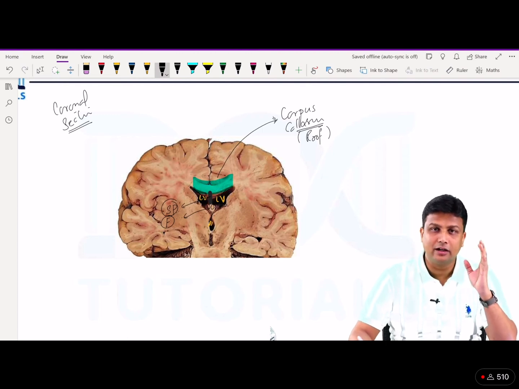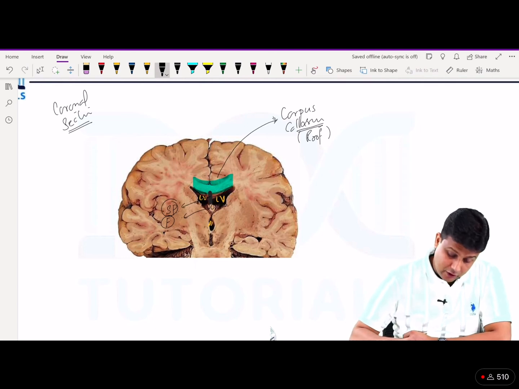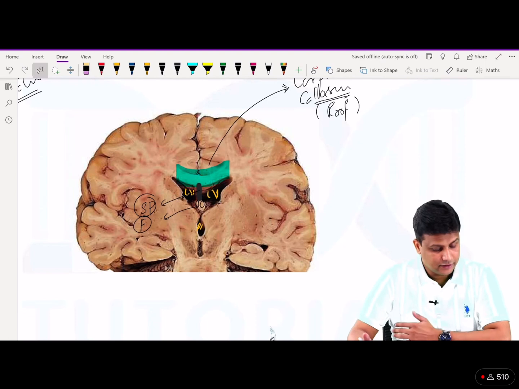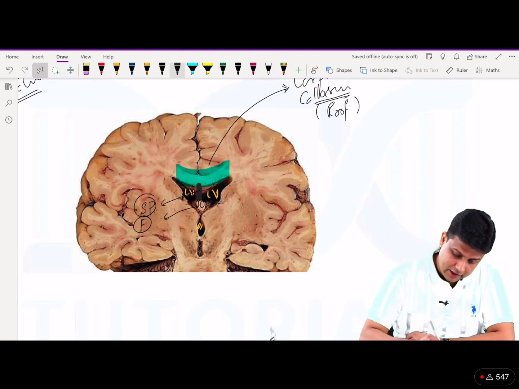The lateral ventricle's medial wall is formed by the septum pellucidum as well as the fornix. Now, apart from that, the floor is very important, guys. The floor is important for every ventricle, whether it is the lateral ventricle, third ventricle, or fourth ventricle. So, you need to study the floor well, it is very important.